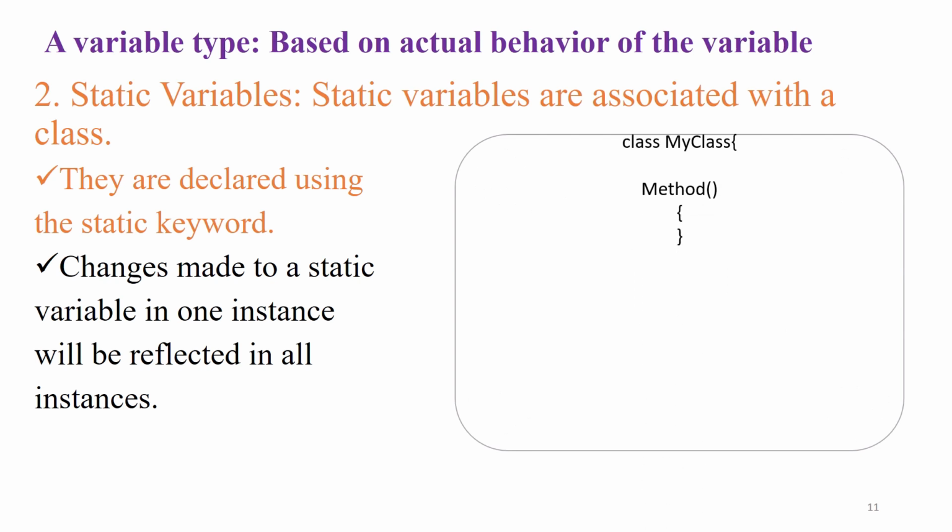This means if we make any change on a static variable, the value will be changed for all instances of the class. Dears, you can declare a static variable if you want to create a variable whose value can be shared by all objects. As you see here, we can declare a static variable right here.